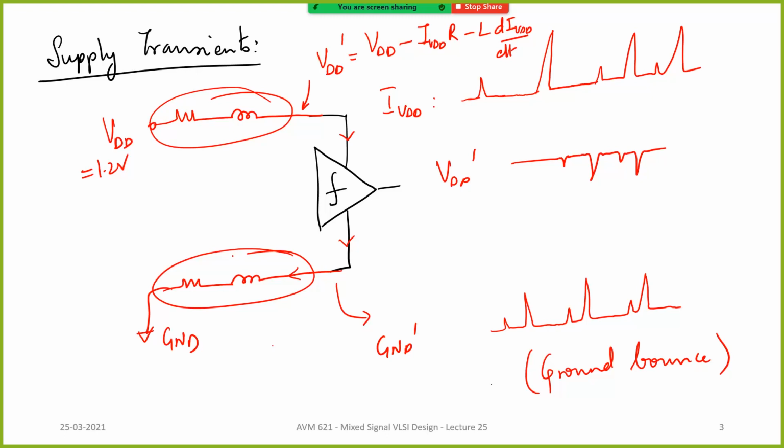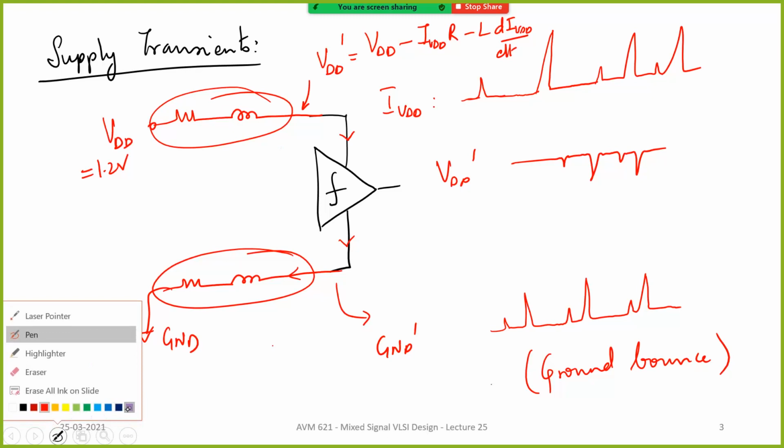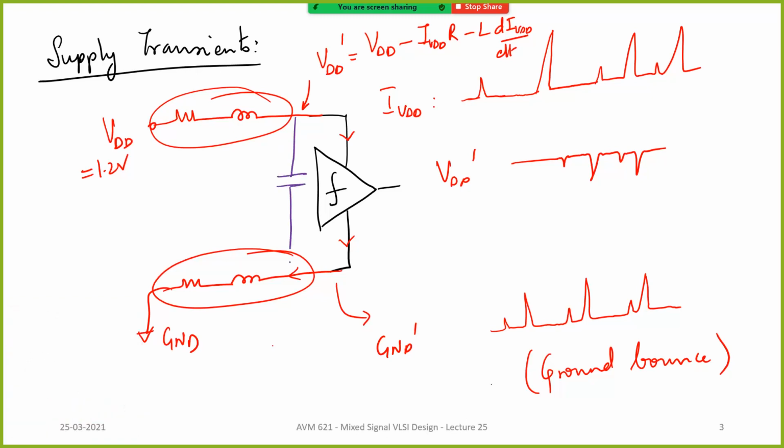Now in order to mitigate this problem, to reduce the impact of this problem, you put what are called supply decoupling capacitors or supply bypass capacitors. These are called supply decoupling caps or bypass caps.